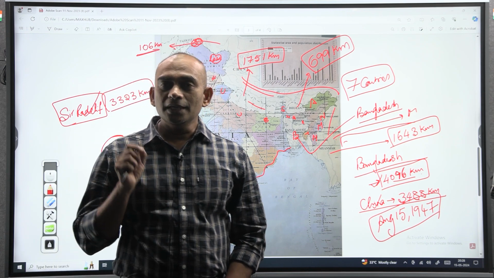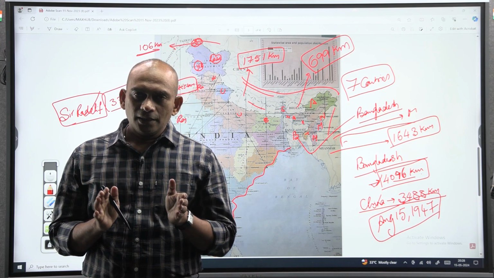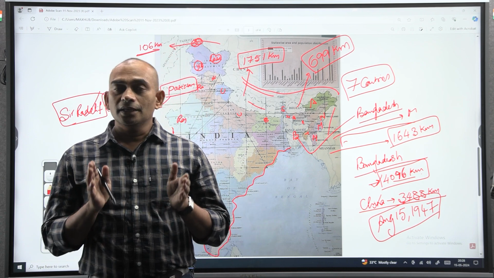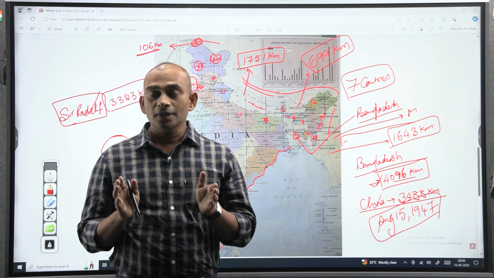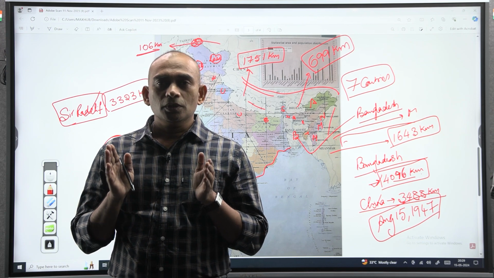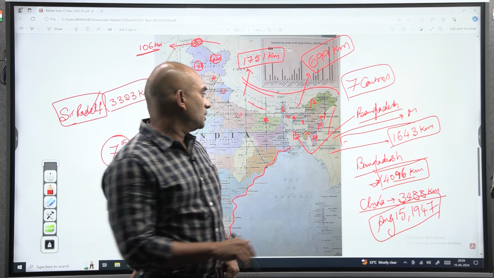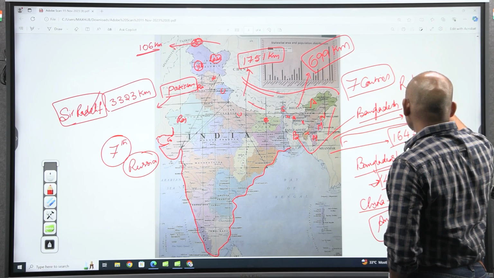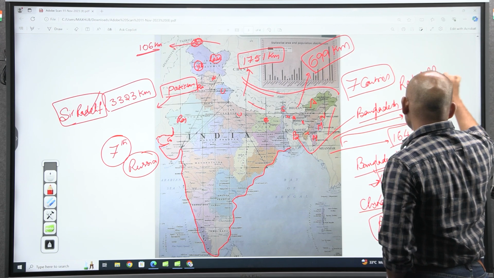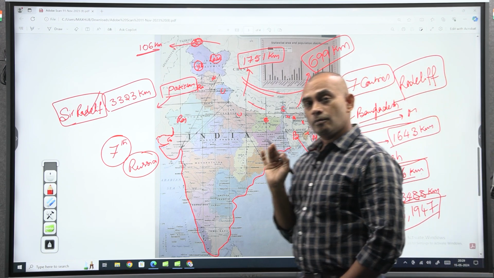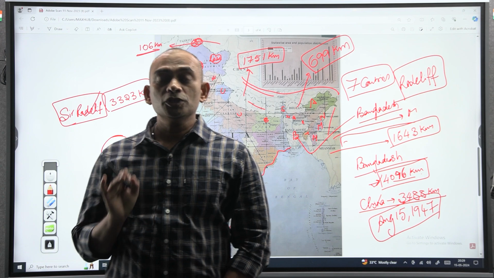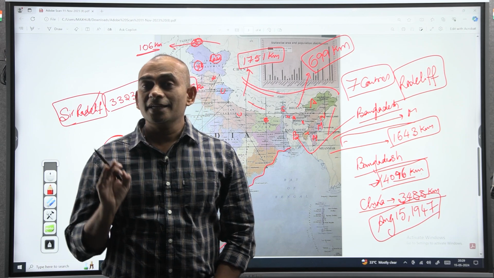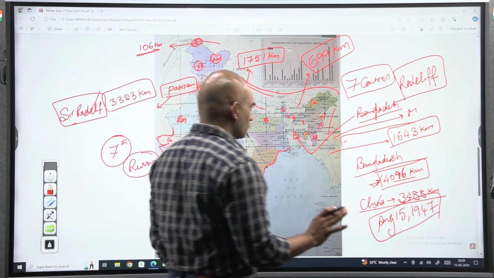In the year 1971, India fought with Pakistan, and East Pakistan got its independence and became a new country, that is Bangladesh. So the boundary of Bangladesh, which we are sharing, is known as the Radcliffe boundary. Okay, so that is one thing.